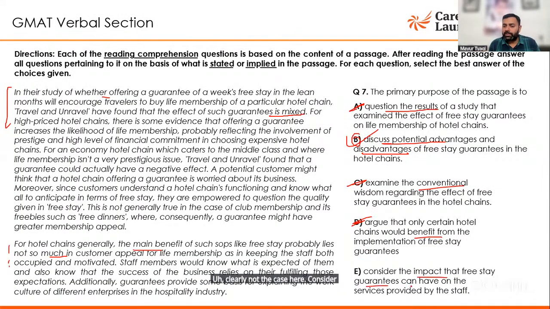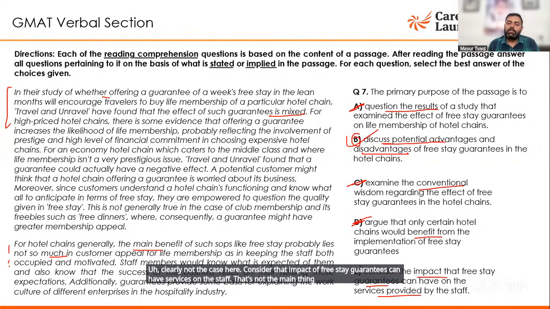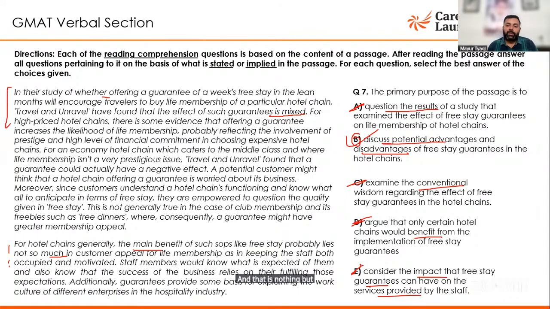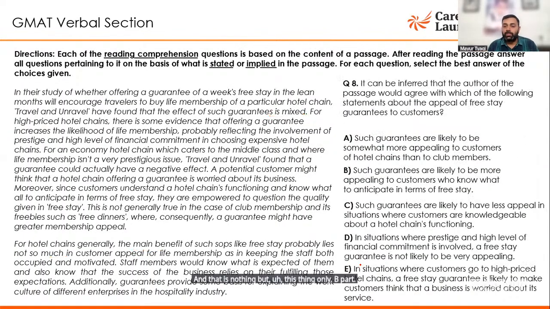Consider the impact free stay guarantees can have on the staff. That's not the main thing, guys. Eventually that may happen as well, right? That is an additional sort of thing, but not the main point, right? It's asking the primary purpose, the main idea, and that is nothing but this thing only. B part, advantages and disadvantages.